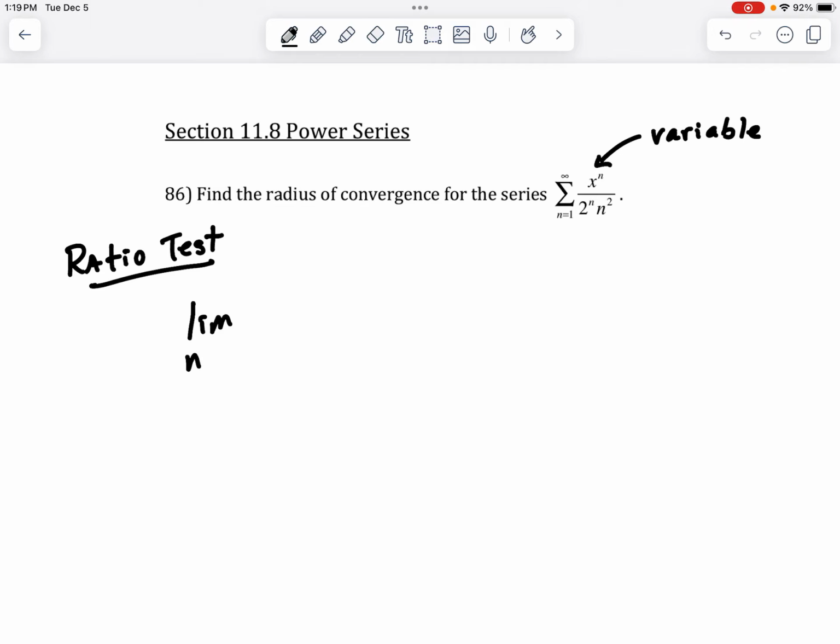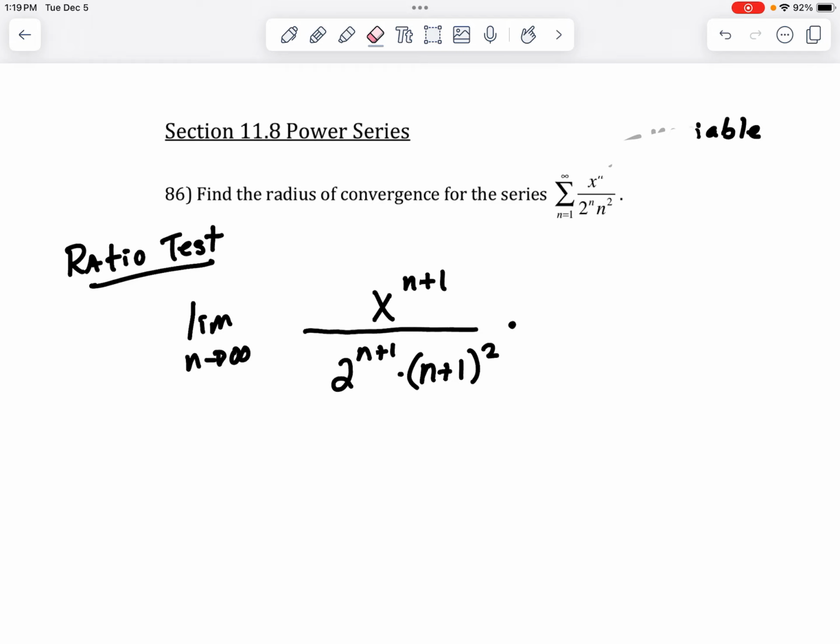So you take the limit as n goes to infinity. First of all, replace all of the n's with n plus 1. So this would be x to the n plus 1. On the bottom, we would have 2 to the n plus 1, and then times n plus 1 being squared. And then divide that by the original function, and since the original function is a fraction, you could just go ahead and invert and multiply.